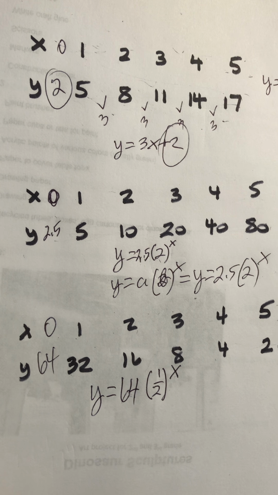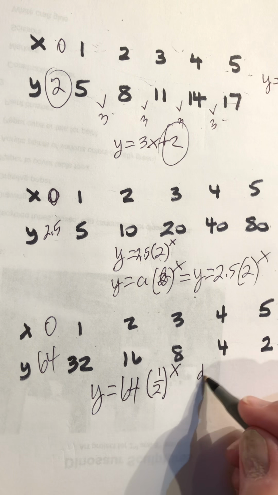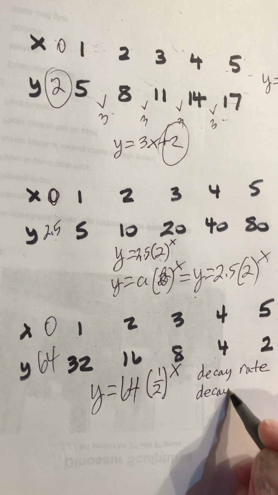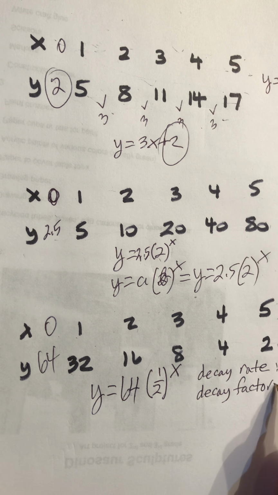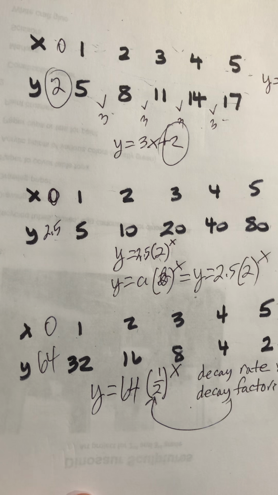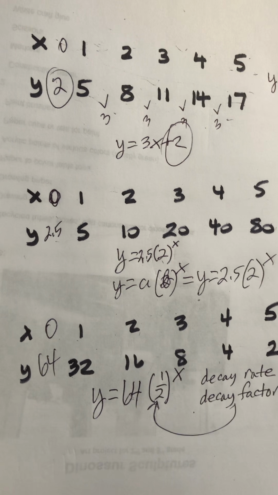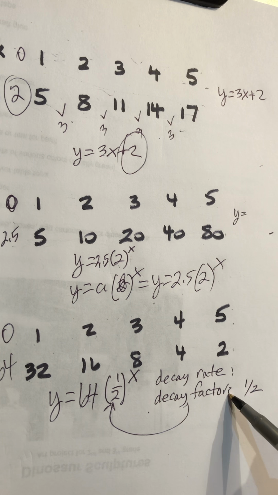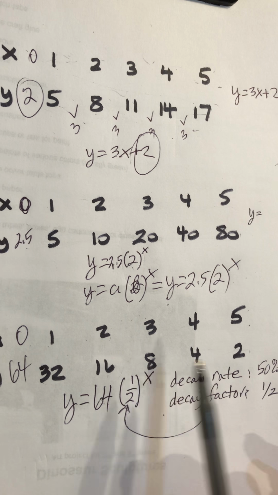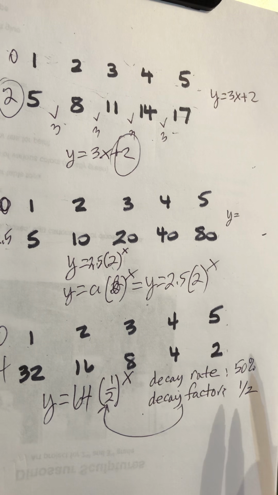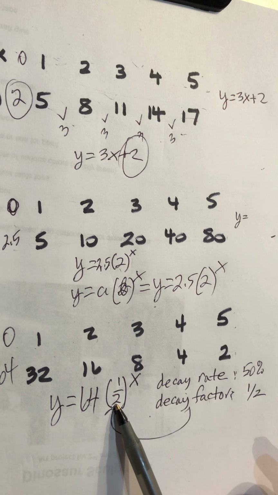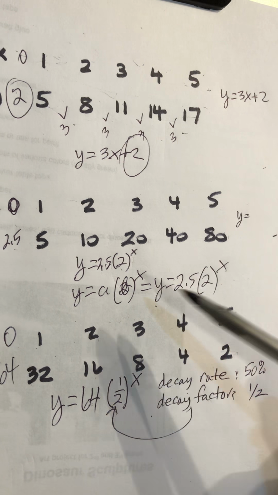Okay, the last thing I want to talk about is a decay rate versus a decay factor. In this case, the decay factor is that B, and that's 1/2. The decay rate, however, is 50%. Each time this goes down 50%. And that's called the decay rate. Notice the difference between these. Your factor, and sometimes this will be called a scale factor. The decay factor is 1/2. The growth factor up here is 2.